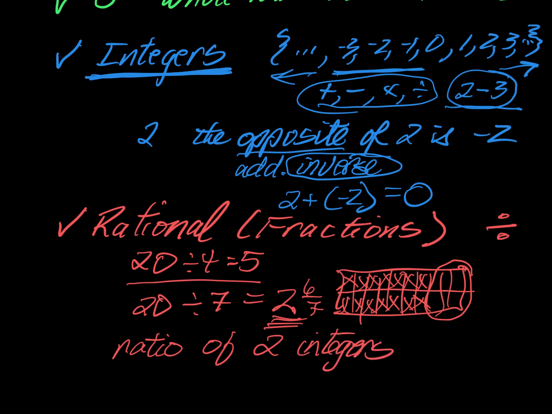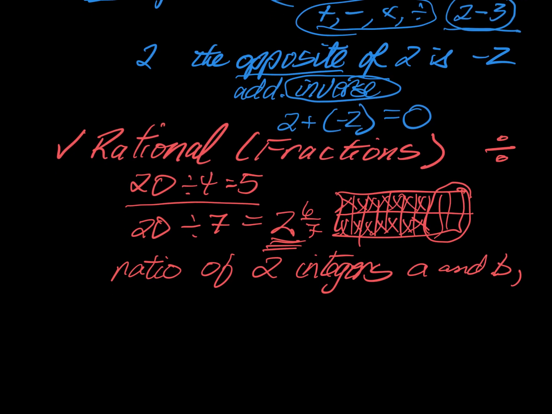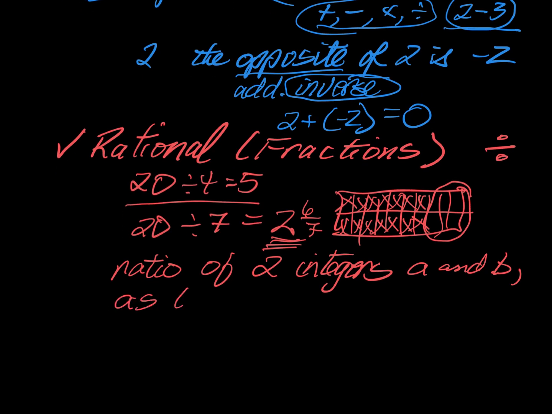All right? And let's see, a ratio of 2 integers, A and B, as long as B is not equal to 0. Okay? Now, why do we say that? Well, when we make this sort of definition that this is a rational number, a ratio of 2 integers, A and B, as long as B is not equal to 0, why do we do that?